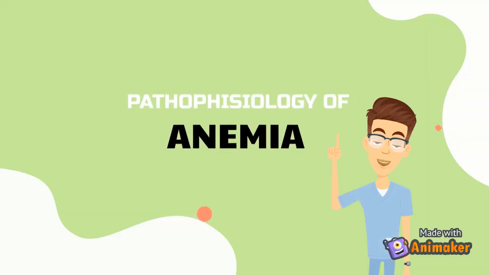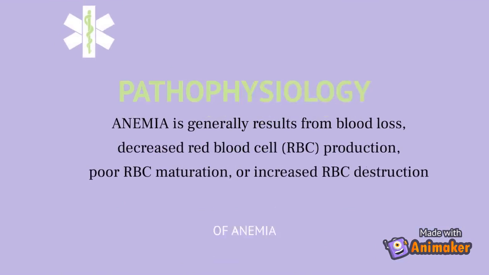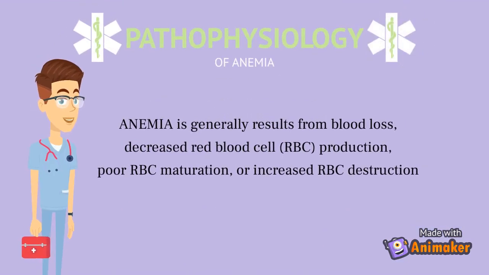Now, let's talk about the pathophysiology of anemia. Anemia generally results from blood loss, decreased red blood cell production, poor RBC maturation, or increased RBC destruction.